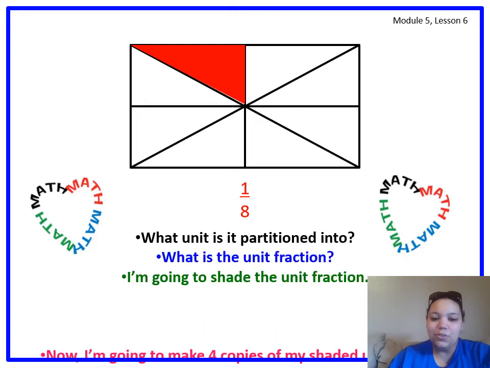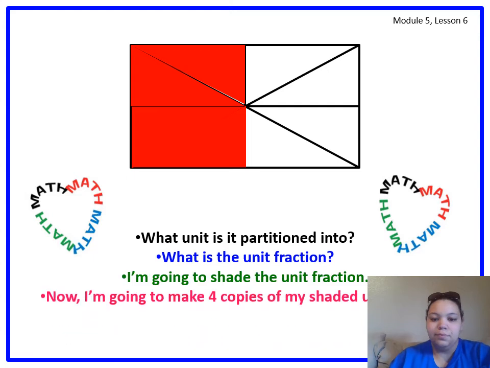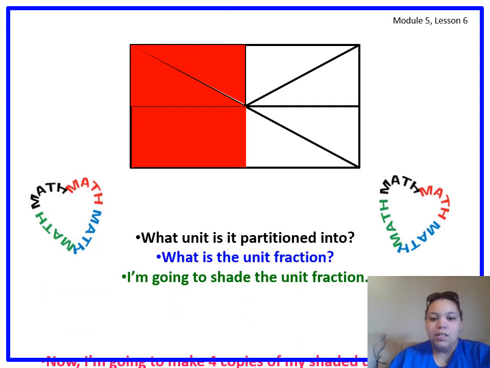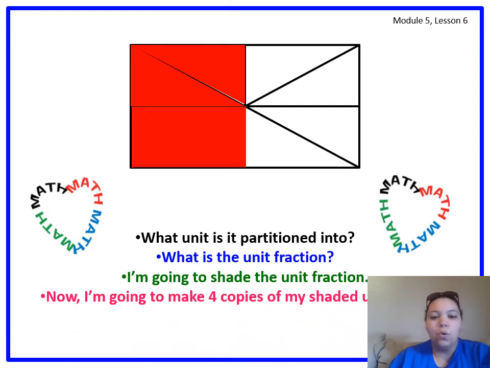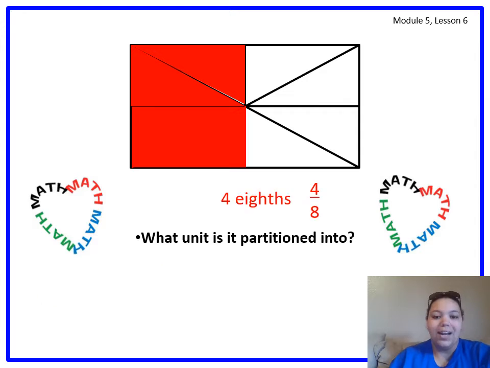And now the directions tell us that it wants us to make 4 copies of the shaded unit. So I'm going to shade in 1, 2, 3, 4. Okay, so now if I have 4 of the 8 pieces shaded, let's count them by the unit to see what we have. 1/8, 2/8, 3/8, 4/8. So we would say that 4/8 are shaded, or 4 out of 8 pieces.